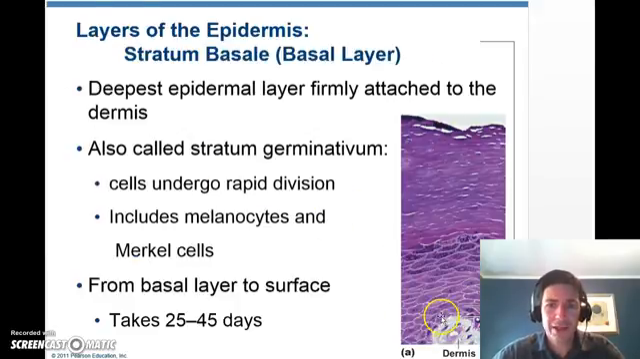So we are starting down here at the bottom with the stratum basale. This is, as it says here, also called the stratum germinativum because it germinates or grows. So this is where most of your mitosis takes place, and it's where all your keratinocytes are born. You also want to know that this is where you find your melanocytes and your Merkel cells.